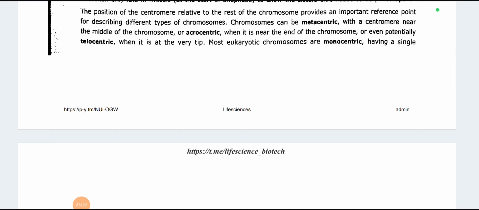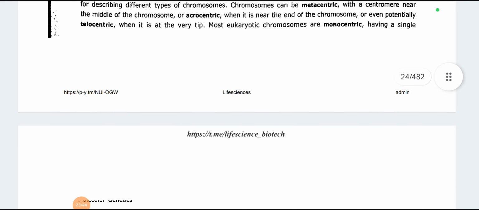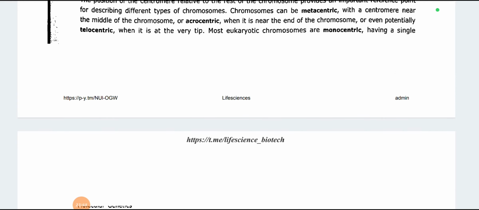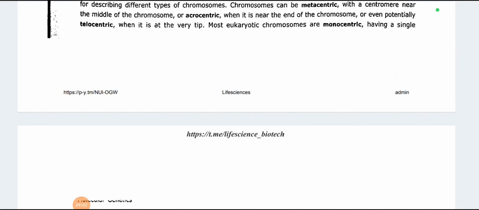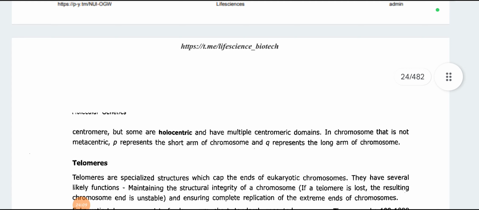Where the centromere is present tells about the different types of chromosome. So a chromosome can be meta, acro, telo, or monocentric. Metacentric means the centromere is at the middle. Acrocentric, the centromere is near the end. Extreme end is telo, where the telomere is at the end, so a telocentric chromosome has the centromere at the end. Monocentric means single centromere. Holocentric, multiple centromeric domains.